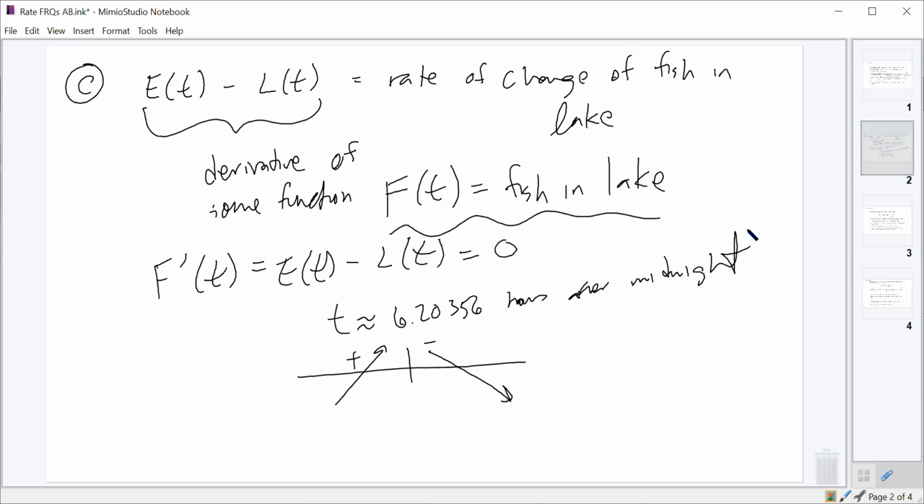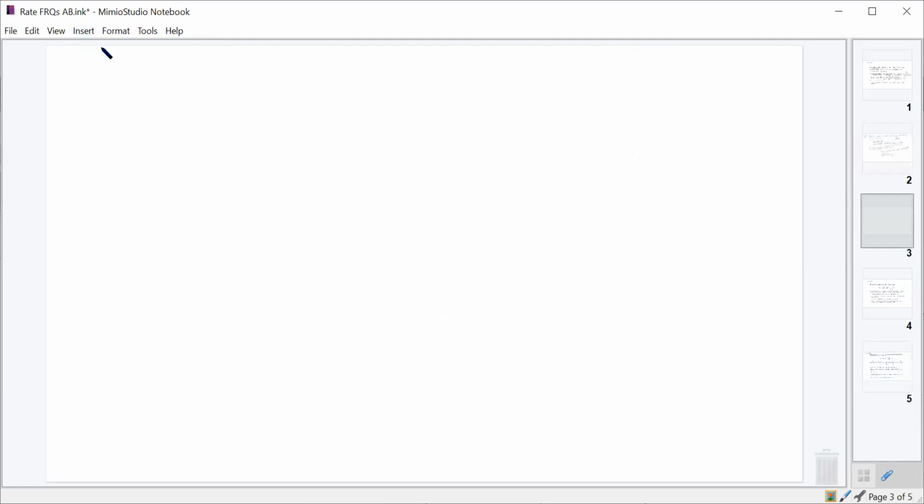Is that pretty much the only way to do it? No, you could definitely do it another way. So it could also be done by, like we said, that function capital F, right? Capital F of t, we could call it the integral from 0 to whatever t value we're interested in of our E function minus our L function.